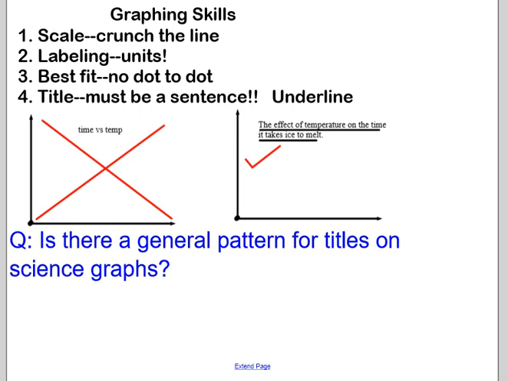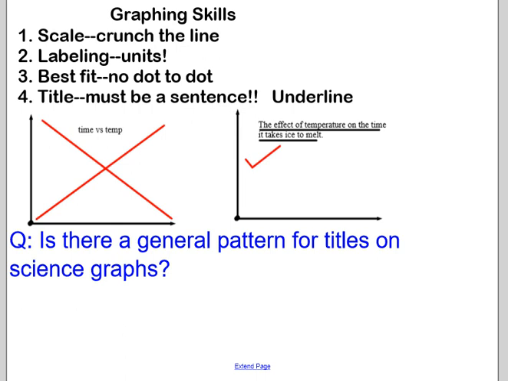This is the last and one of the most important things that I had the hardest time getting into my thick skull when I had to do graphs in university. Titles must, at the very least, be in the form of a sentence. X versus Y, time versus temp, although fine in math, is completely unacceptable in science classrooms. You must write a sentence.